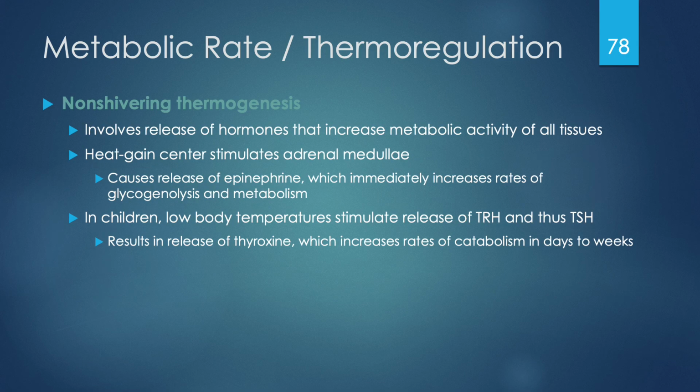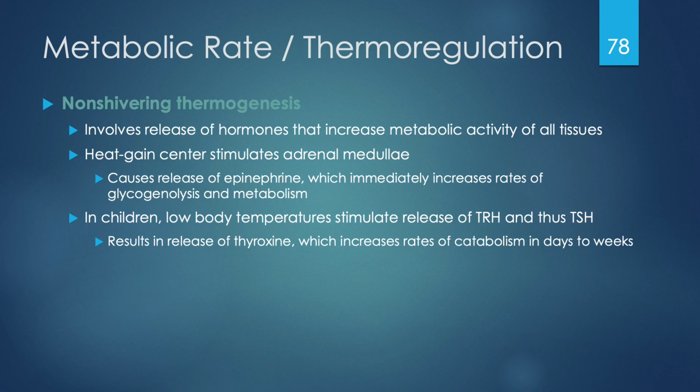In addition to shivering to create heat, we also have non-shivering techniques. So we call these non-shivering thermogenesis. And what it involves is the release of hormones throughout your body that are going to increase the metabolic activity of all of your tissues. And keep in mind, the byproduct of metabolism is heat. So the heat gain center in our hypothalamus is going to stimulate the adrenal medulla. And the adrenal medulla is going to cause the release of epinephrine, which then immediately makes you feel extremely alert, for one, and then also increases the rates of glycogenolysis and metabolism.